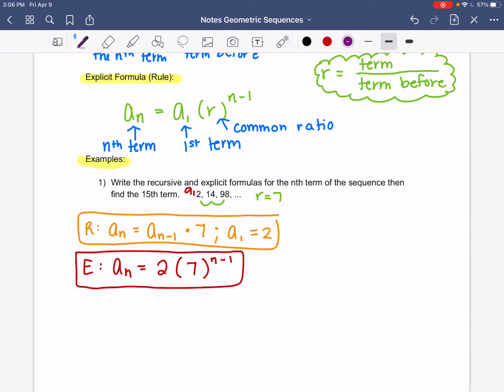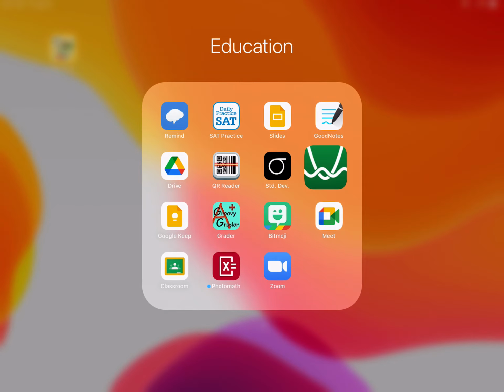So the way you find your 15th term is you use the explicit formula, and you just plug in the number 15 or whatever number they want you to find. So a sub 15 equals 2 times 7 to the power of 15 minus 1. So we'll show our work. I know a lot of times you're going to use your calculator. You start with your exponent. 15 minus 1 is 14. And then you have to raise 7 to the power of 14.